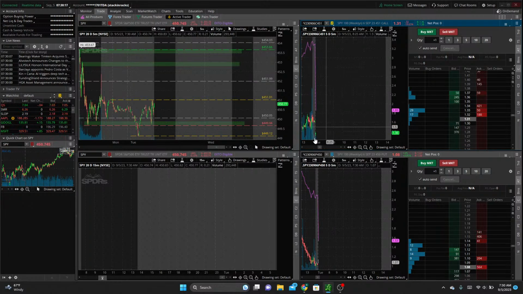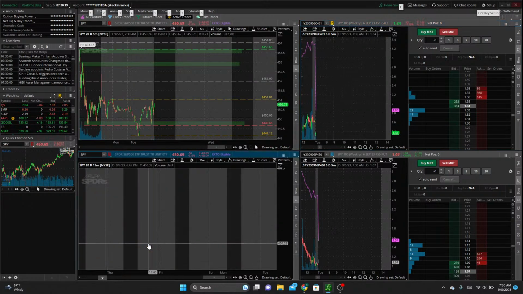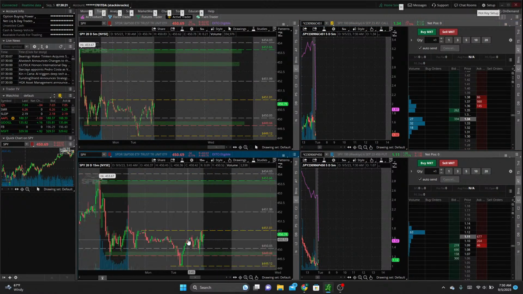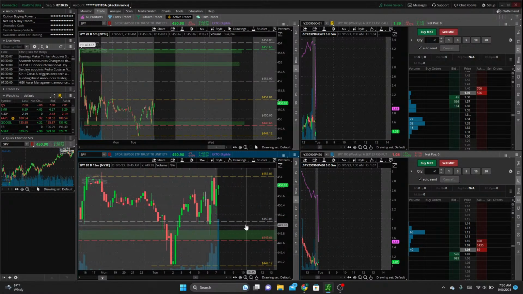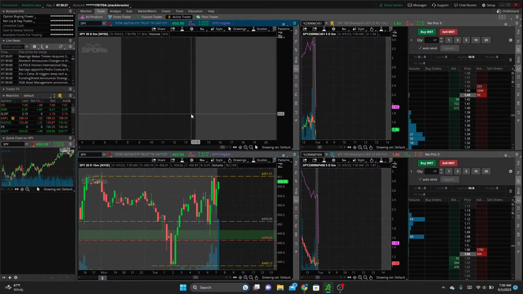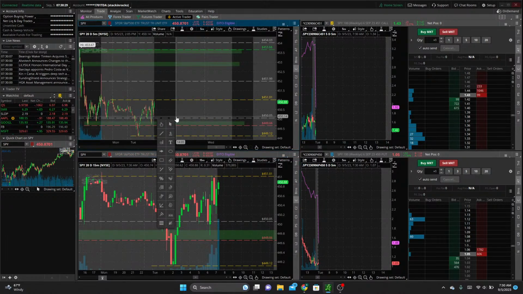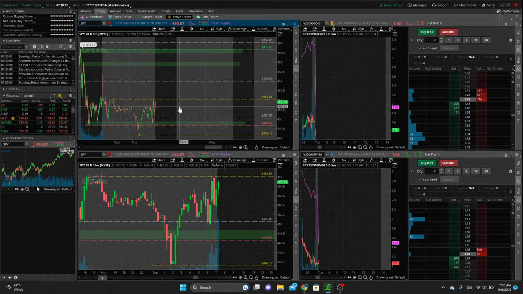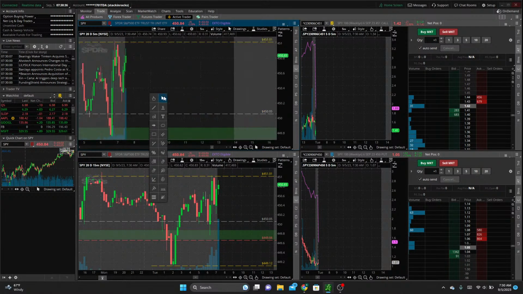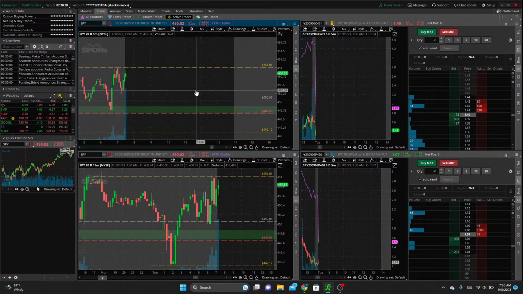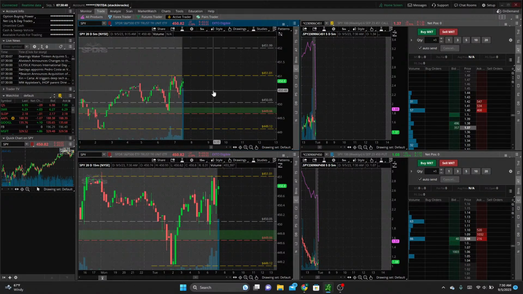Good thing just set up here. I'm never in a huge rush off the open. I usually let the first 5 minutes or so play out before I decide to do anything. Looks like we're approaching that pre-market level of 451. Got way too zoomed in there.